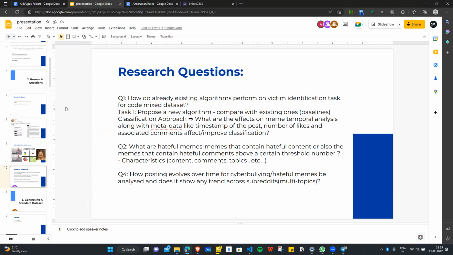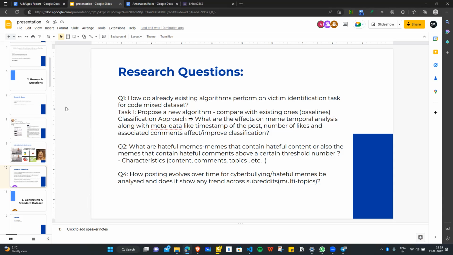Okay. Now, we had to formulate the research questions. So these are our research questions. First of all, we wanted to see how these already existing algorithms perform on the victim identification task for a code mix data set. And in this, we want to propose a new algorithm and compare it with the existing ones, which gives a classification approach. We are also trying to discover what the effects of memes are when we look at it from a temporal point of view. When we are looking at the timestamps, in order to see when they were posted and what kind of memes were posted near that time, or is there any pattern when hateful memes emerge. So these were some of the things that we are trying to find out. Also, we are trying to see how the metadata associates with the hateful memes, and can the number of likes or the associated comments actually improve this classification.